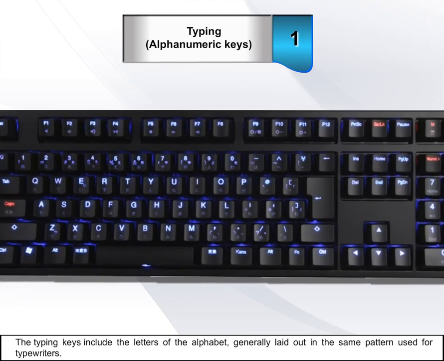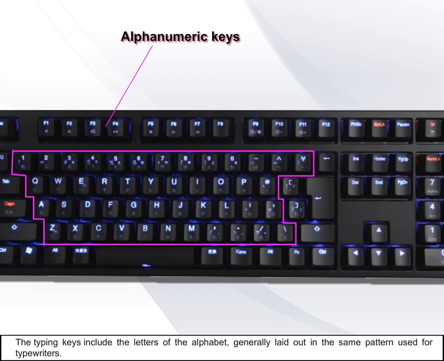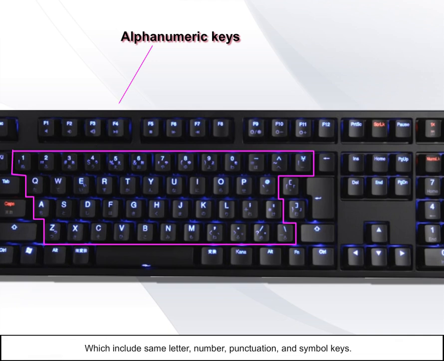Typing, that is alphanumeric keys. The typing keys include the letters of the alphabet, generally laid out in the same pattern used for typewriters, which include the same letter, number, punctuation, and symbol keys.